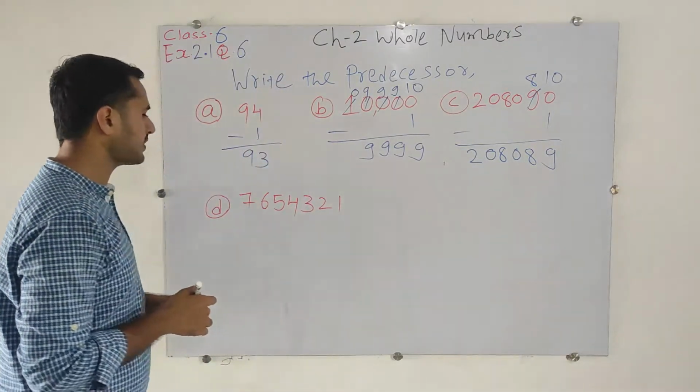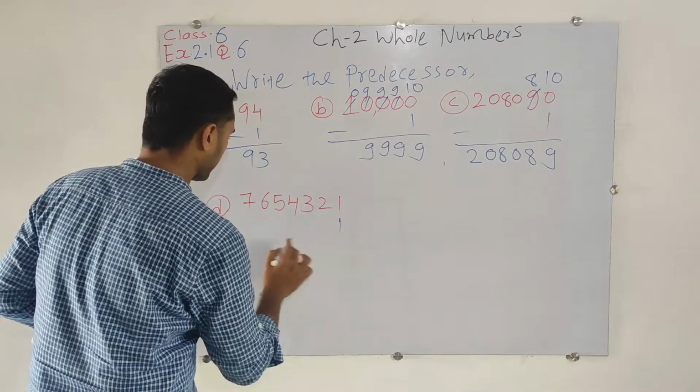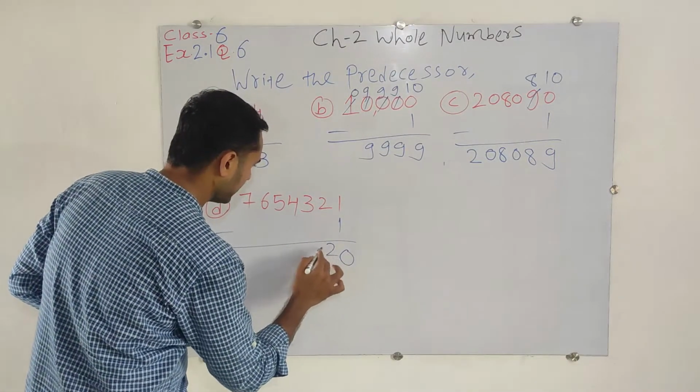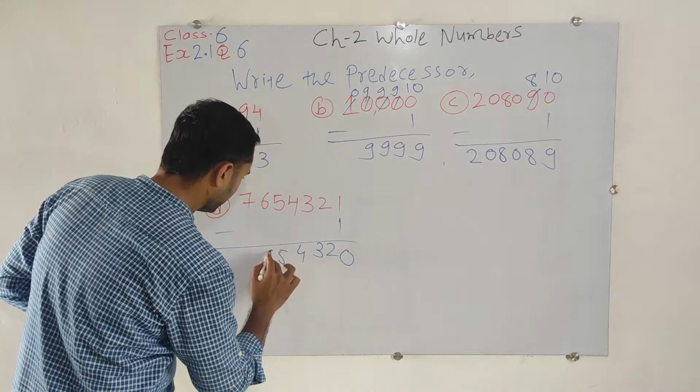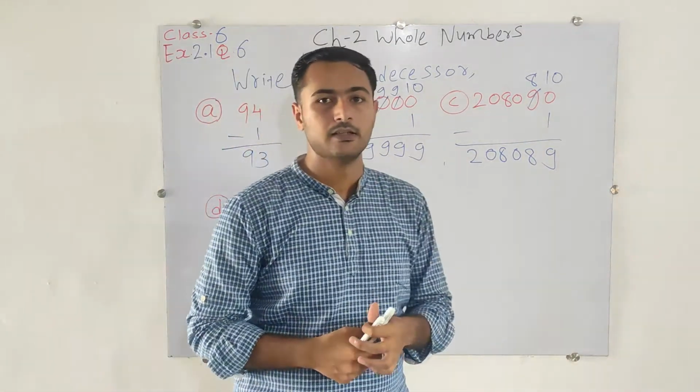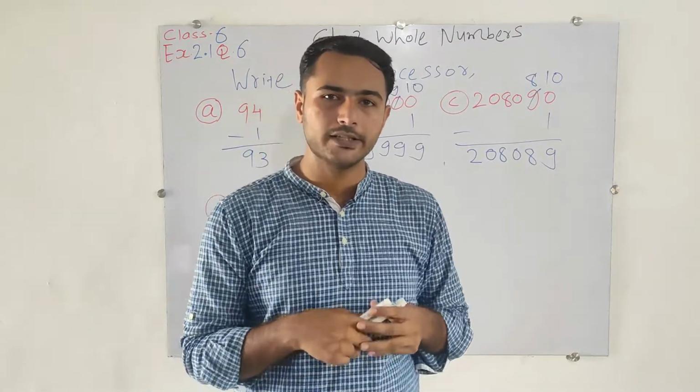Now D, the last one. Again we follow the same process and subtract 1. 1 minus 1 is 0, then 2 as it is, 3, 4, 5, 6 and 7. So here we have completed question number 6. Now just pause the video and note it down.